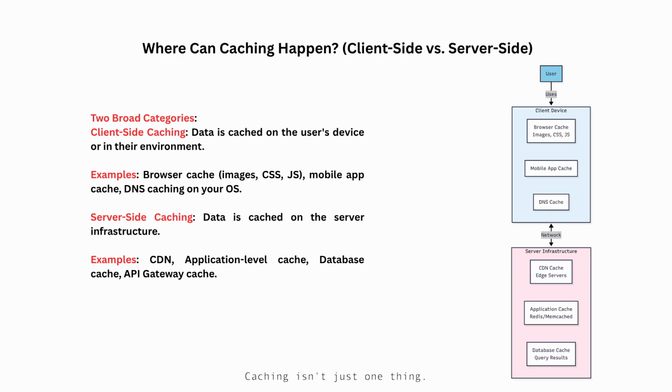Caching isn't just one thing. It can happen in many places. Broadly, we can categorize these locations into two main areas: client-side caching and server-side caching.